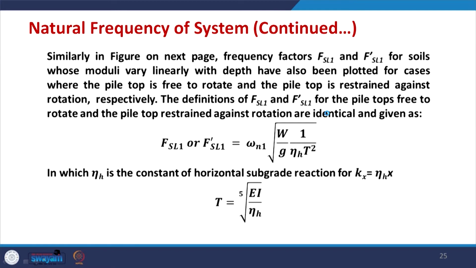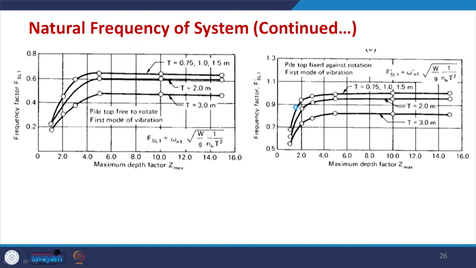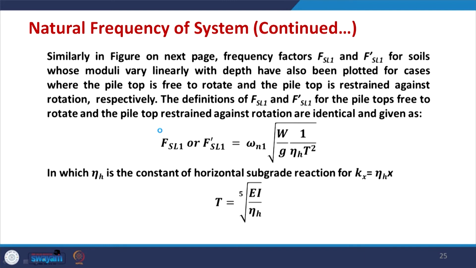However, if modulus of subgrade reaction is not constant with the depth and varying linearly with the depth, then the same factor is called FSL1 and FSL1 prime. Here two different cases have been used. One was the case FSL1 because the charts are different. So, the FSL1 is the case when you have this pile top free to rotate, while the second one, the prime, is used when the pile top is fixed against the rotation.